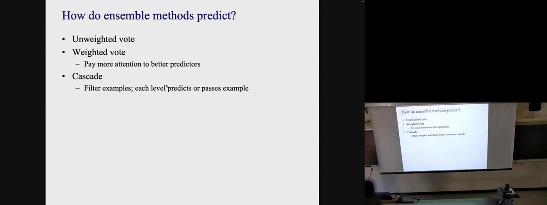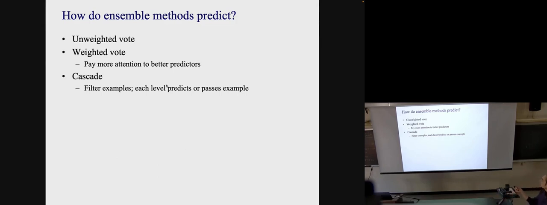So how do ensemble methods predict? We've seen an example with majority voting on the blackboard. You have an ensemble of methods, and you can do majority voting with that. You can do this in an unweighted way, or you can also weight the vote, maybe based on how good the method is, like how well it can predict.